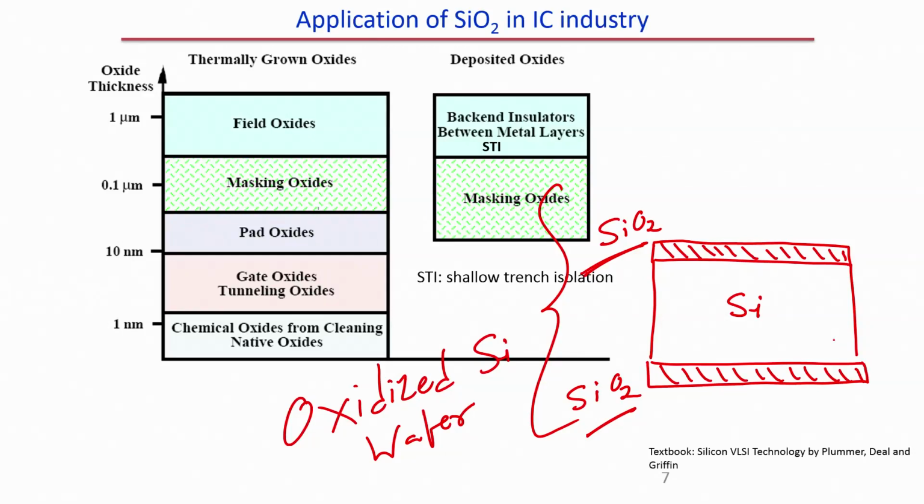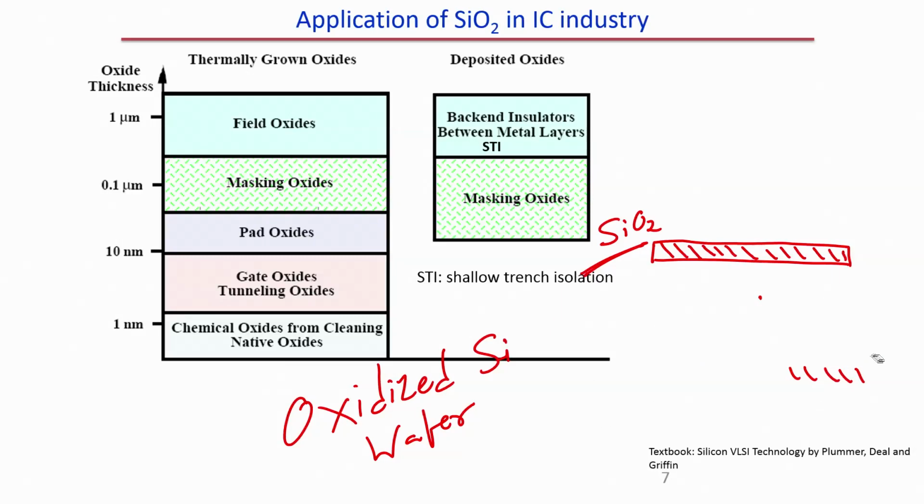You can also grow silicon nitride. But silicon dioxide is heavily used in the IC industry, and that is why we need to see how silicon dioxide is grown, and second, what are the thicknesses of the oxide that are used for different processes. Okay. So, let us see.